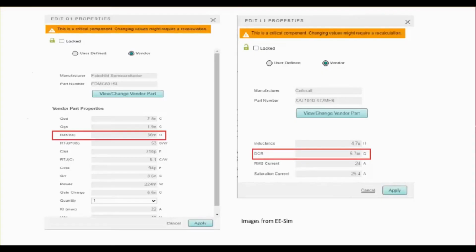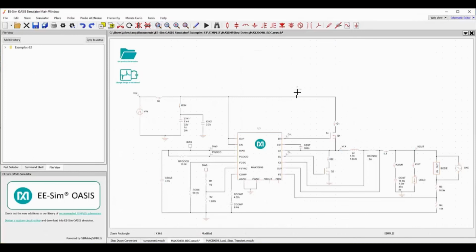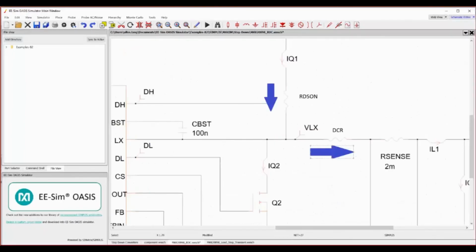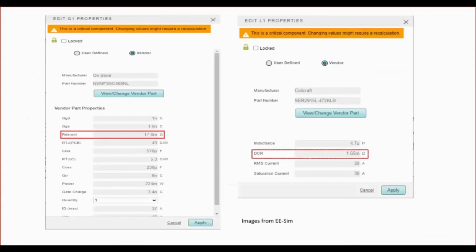How do I do that? Here are some of the parts that were picked for the design: a Coilcraft inductor with a DCR of 5.7 milliohms, and a Fairchild FET with RDS(on) of 36 milliohms. I'm going to take a closer look at these parts on the schematic. Since there is current flowing through the parts, the component resistances will cause a voltage drop from the input voltage. Perhaps changing the inductor and FET to lower their parasitic resistance will reduce the drop on the input voltage. For the new design, I will use a Coilcraft inductor with DCR of 1.65 milliohms and an onsemi FET with RDS(on) of 17.6 milliohms.